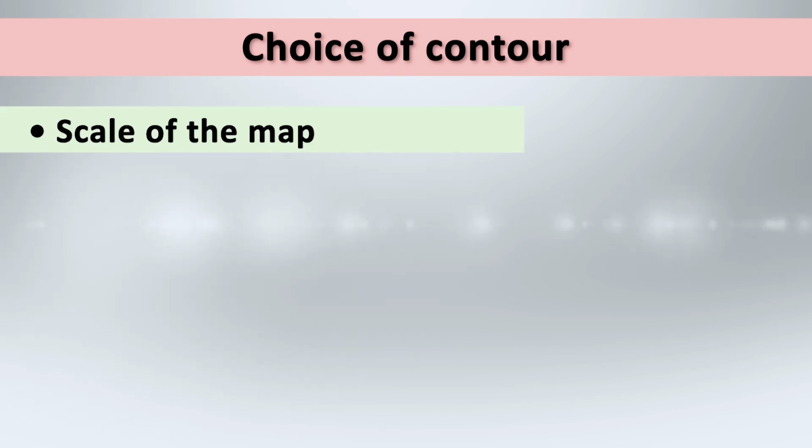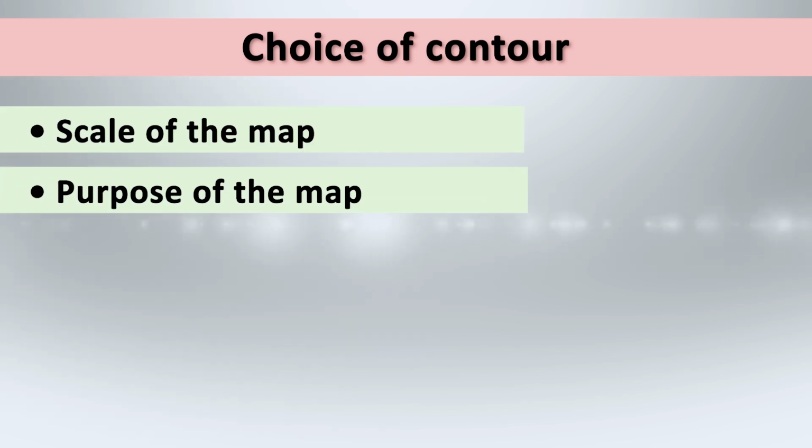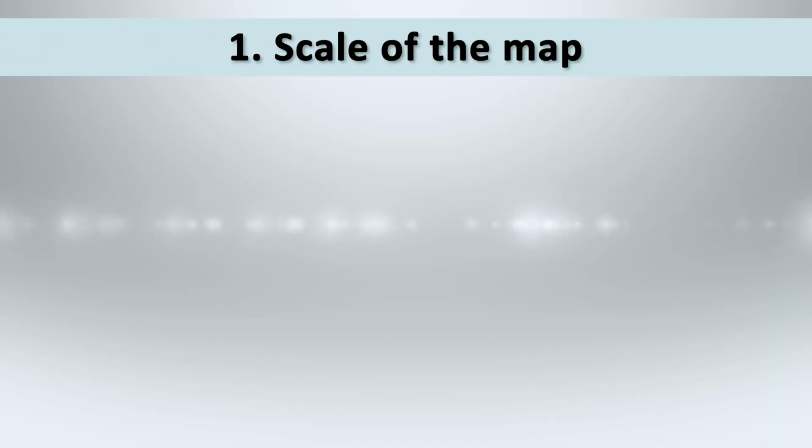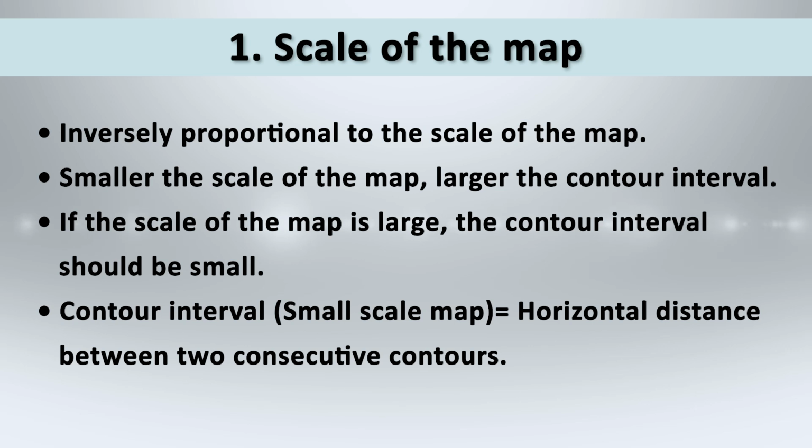The choice of contour interval of a plan depends upon the following factors: scale of the map, purpose of the map, nature of the ground and availability of time and funds. Let us see these factors one by one. First is the scale of the map. The contour interval is kept inversely proportional to the scale of the map. The smaller the scale of the map, the larger the contour interval. On the other hand, if the scale of the map is large, the contour interval should be small.